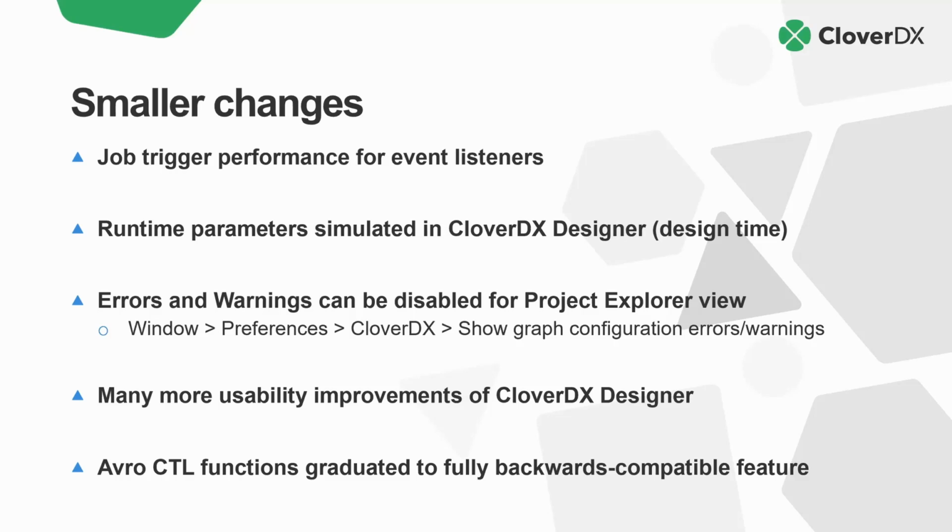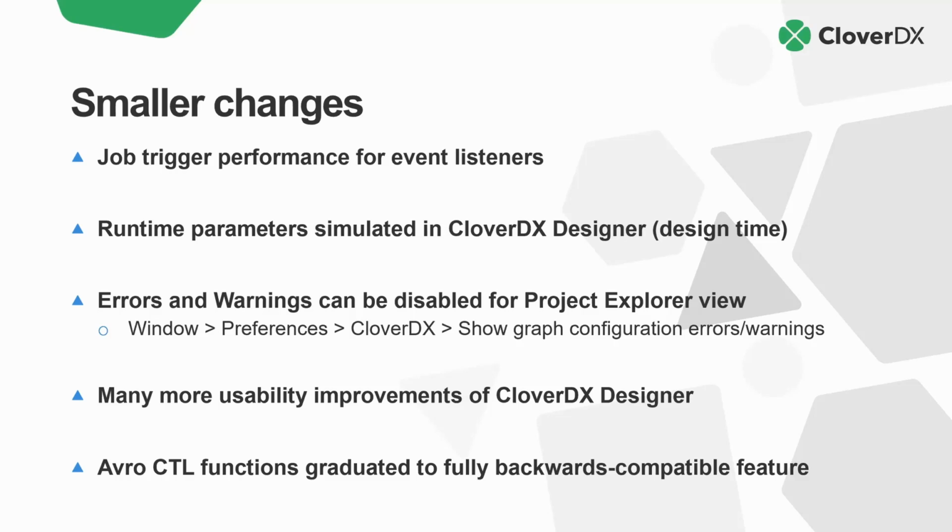Also, we introduced a new configuration property. We had a couple of support tickets complaining about Project Explorer being too aggressive with error and warning reporting, which you can now disable in Window, Preferences, CloverDX, and show graph configuration error warnings. I think there's some suffix, it was a bit too long. So the property is called like this. If you disable it, you will also disable this reporting in Project Explorer.